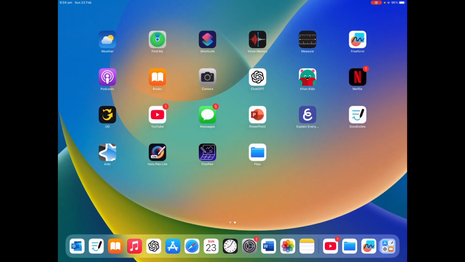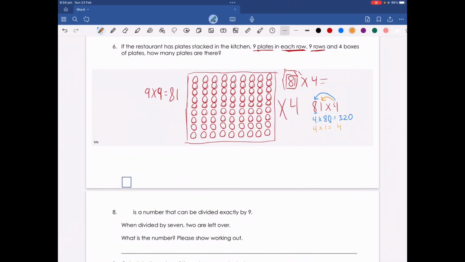Whoops, I accidentally hit the home button. So now what we need to do is add these together. So the answer would be, if we come back here, how many plates are there? There are 324 plates. All right, take a screenshot of that. Goes into your answer for your Anki.